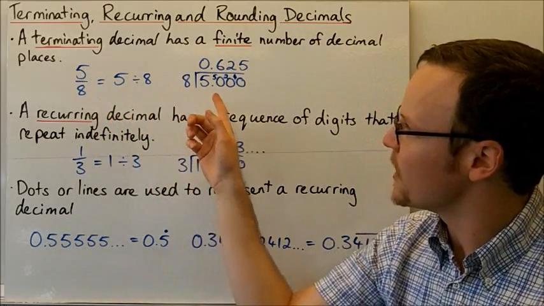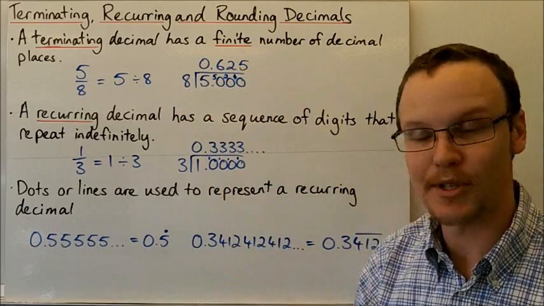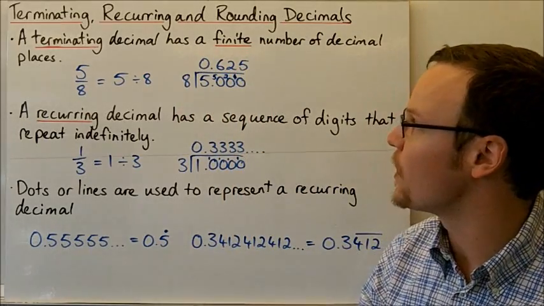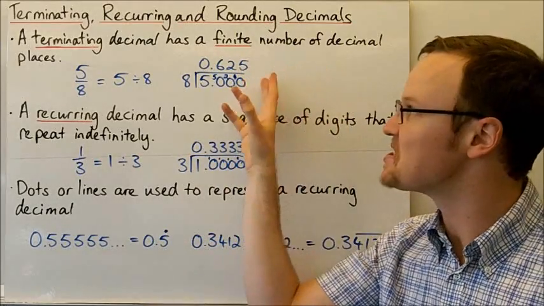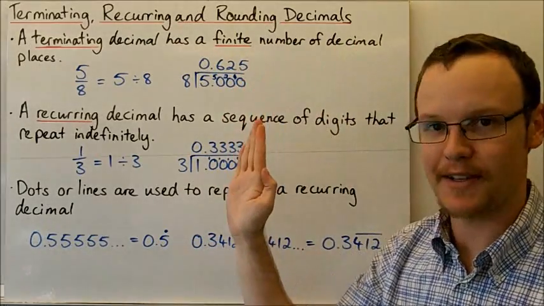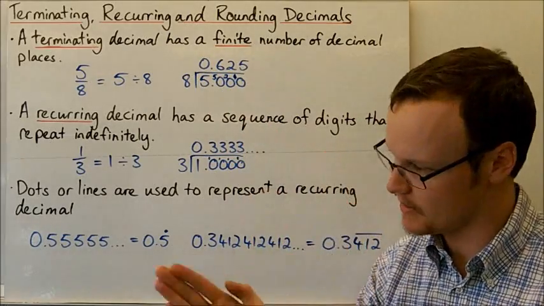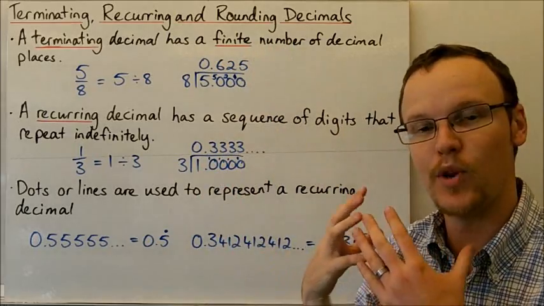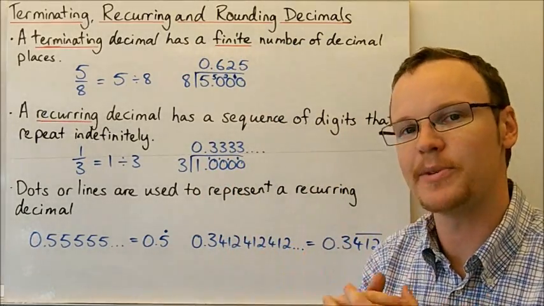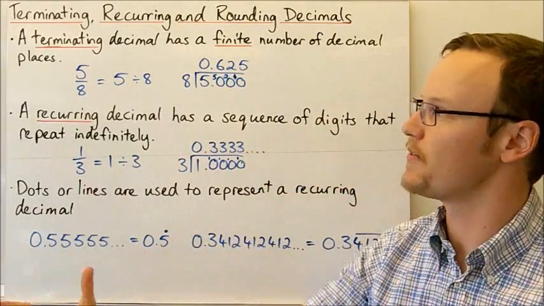So 5 divided by 8, we can do short division on it, and 5 divided by 8 is equal to 0.625. There aren't any more decimal places after that. It finishes at 0.625 and that's where it stops. Finite means that there is a limited number. There's a definite stopping point. A word similar to finite, it's not really the opposite, is infinite. And infinite means it goes on forever.